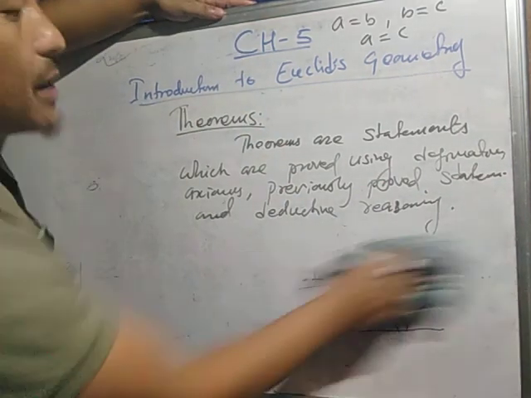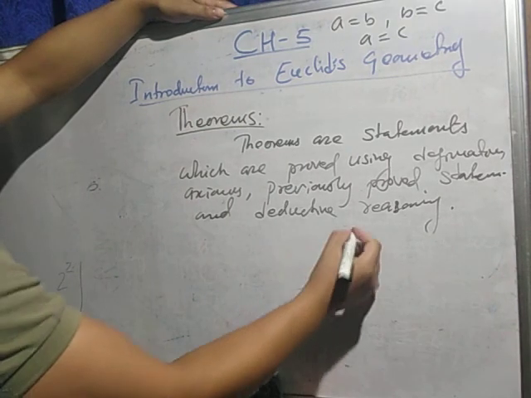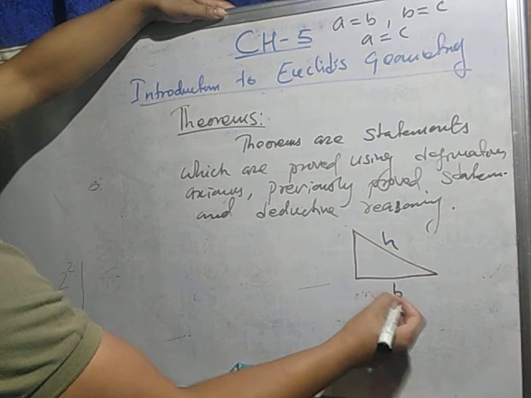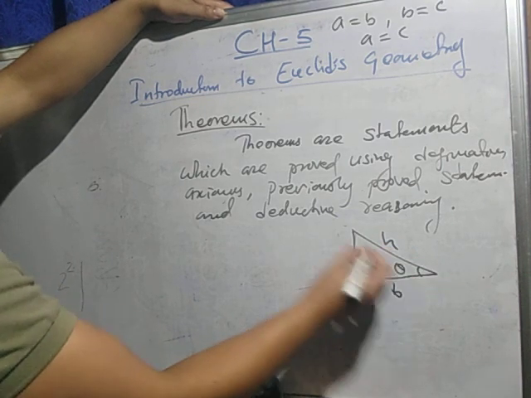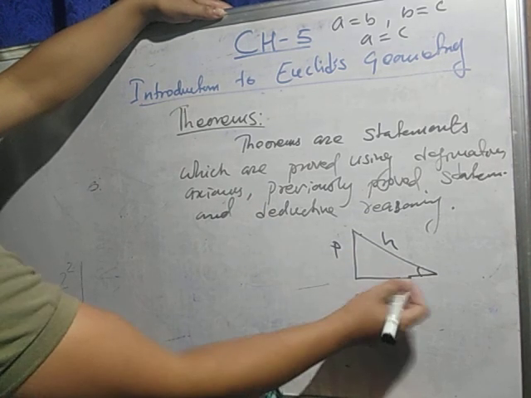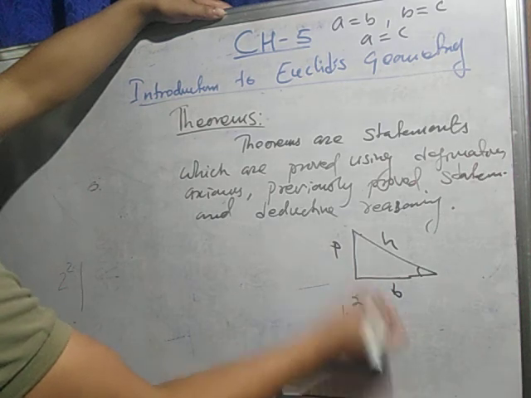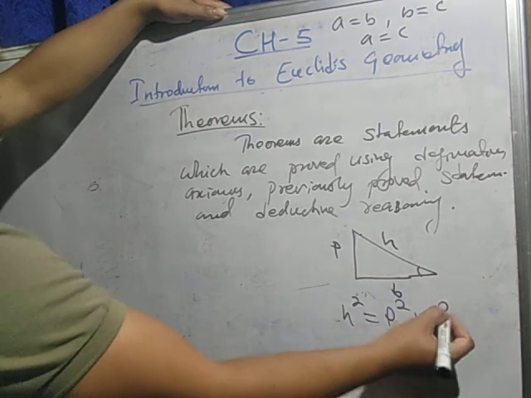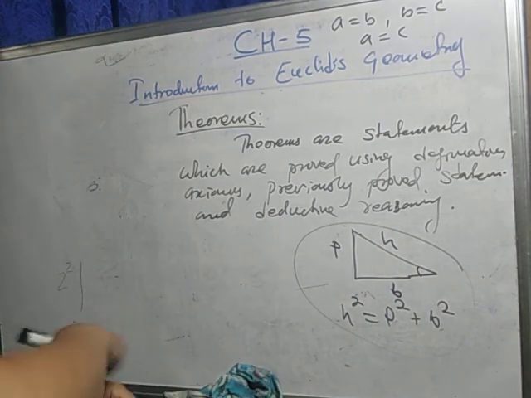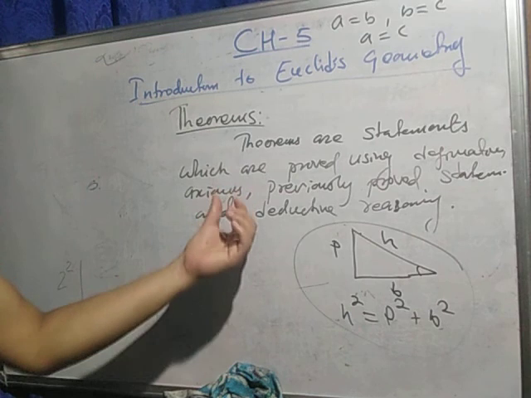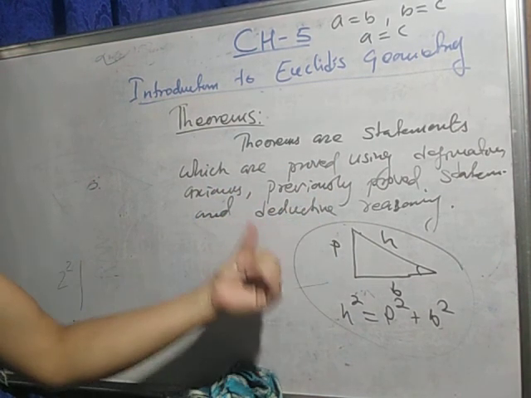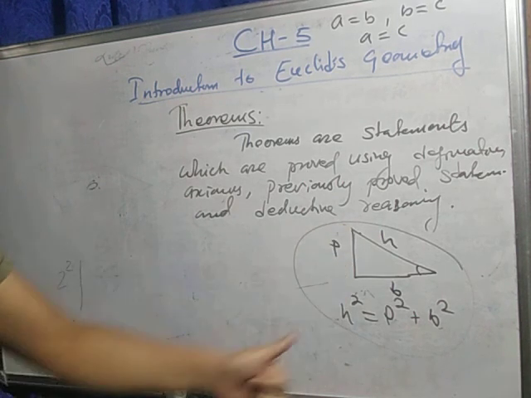So the Pythagoras theorem says that, it talks about the sides. This is your hypotenuse, this is your base, and this is your perpendicular. The square of the hypotenuse equals the square of the perpendicular plus the square of the base. This is your theorem, it's a statement, isn't it? So you understood theorem: theorems are statements which are proved using definitions, axioms, previously proved statements, that is propositions, and deductive reasoning, okay.